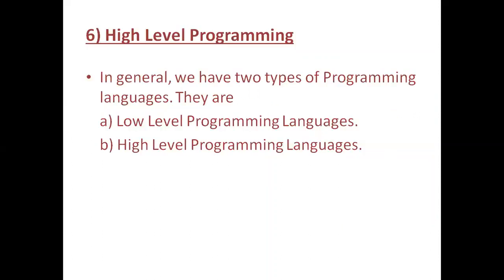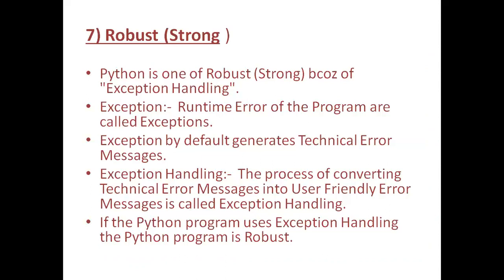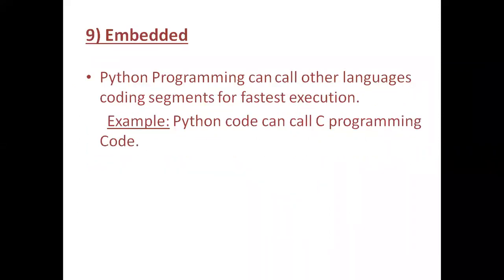Then we discussed the high-level programming language. What is the meaning of a low-level programming language, and what is the difference between low-level and high-level programming? How it is robust, how Python is a strong language. What is the meaning of extensible? It means we can use Python with other languages also. We can write Python code in other languages, for example with C++. I've given the example; we can write it in Oracle as well.